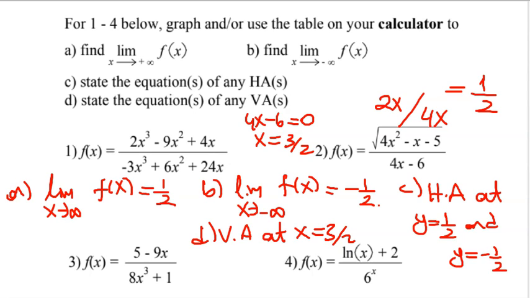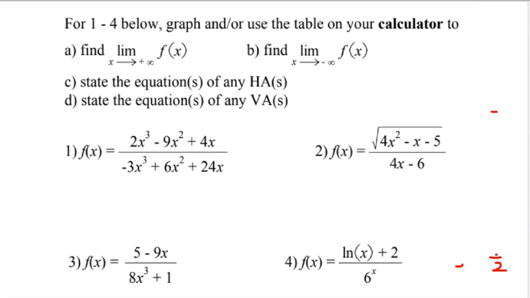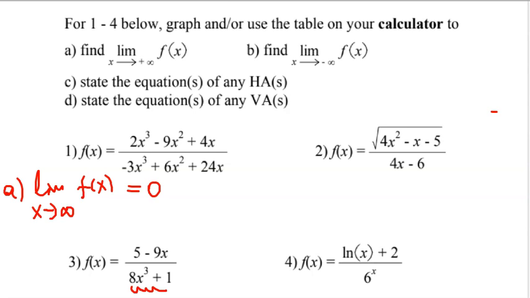Let's move on to question 3. We're going to do exactly the same thing. In question 3, we take the limit as x approaches both infinity and negative infinity, finding the horizontal asymptote and the vertical asymptote. So part A, limit as x approaches infinity, f of x is going to be equal to 0. Why? Because the bottom function is going to grow faster than the top function, so that limit is going to be equal to 0.